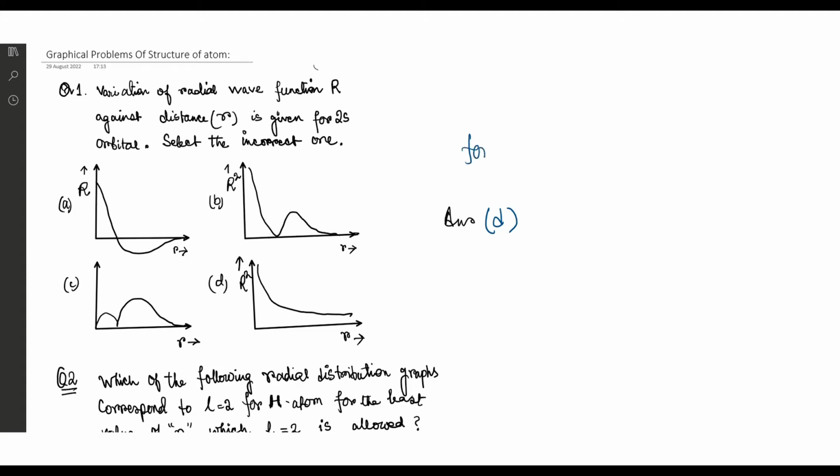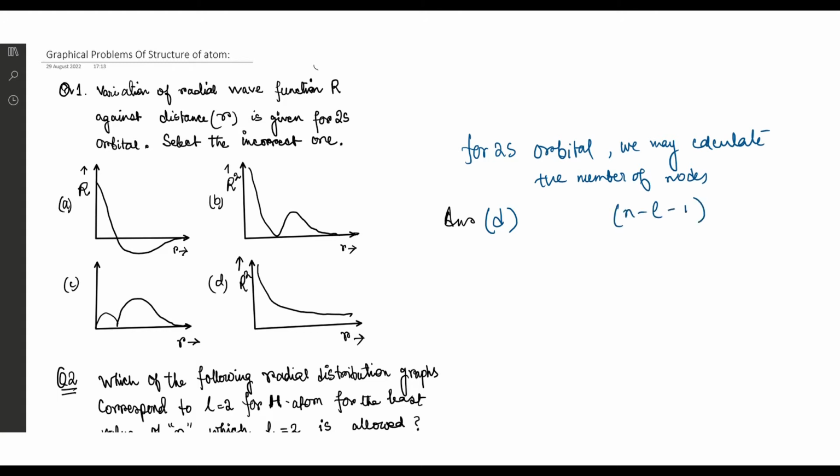For 2s orbital, we may calculate the number of nodes: n minus L minus 1, that is radial node. And you know for s orbital angular node is 0, because s orbital is spherically symmetrical, it has no direction property, so only we have to calculate radial nodes. So this is the formula of radial nodes. n is equal to 2, for s orbital L is equal to 0.